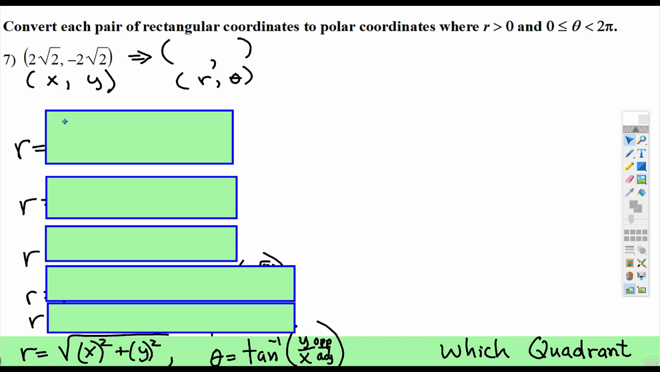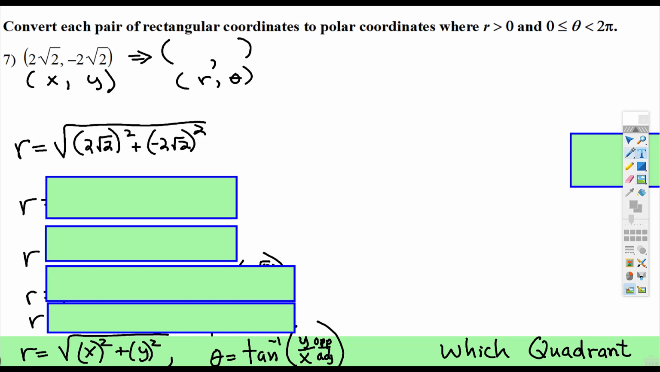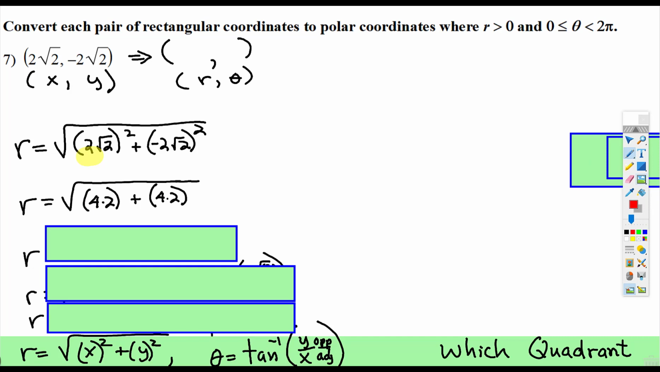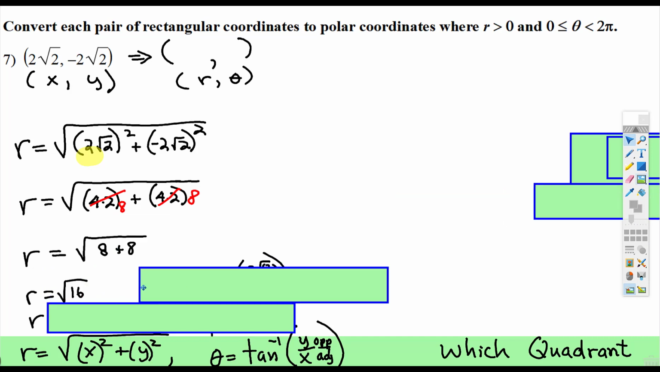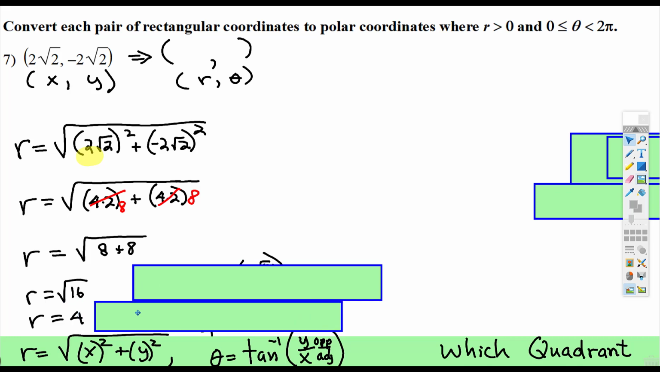So the radius is the square root of the x value squared plus the y value squared. So when we square this 2, we get 4. When we square the square root of 2, we get 2. So that's 4 times 2. And over here, negative 2 times negative 2 is also positive 4. And now we have 4 times 2 is 8. We have 8 plus 8, which is 16. And the square root of 16 is 4.